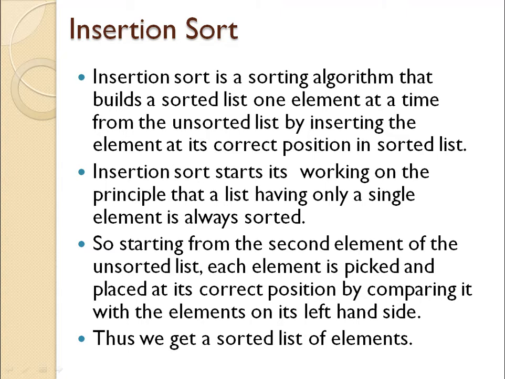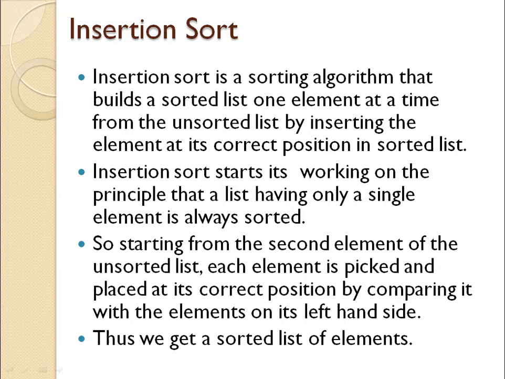This sorting works on the basic principle that a list having only a single element is always sorted. It is a very simple rule: if you have just a single element, then it will always be sorted. So, we start from the second element, because the first element you take and assume to be sorted, since it is only one element.